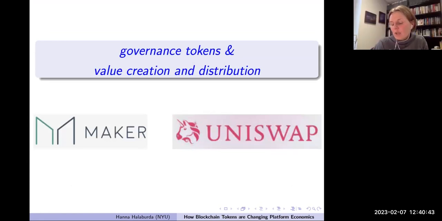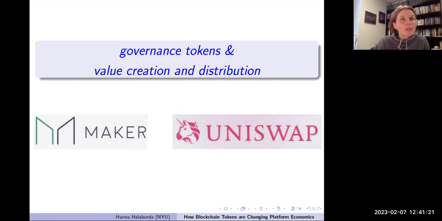So the second type of tokens that we considered, and this is more of an ongoing work, but with very interesting insights, are governance tokens that allow for voting, and their effect on value creation and distribution. Examples of governance tokens are used in DAOs. Those are the governance structures enabled by governance tokens that I mentioned earlier. And there are many examples of DAOs that have been quite successfully working.